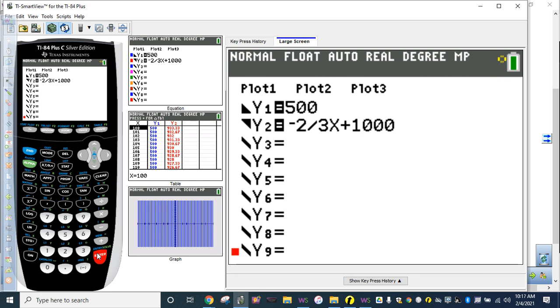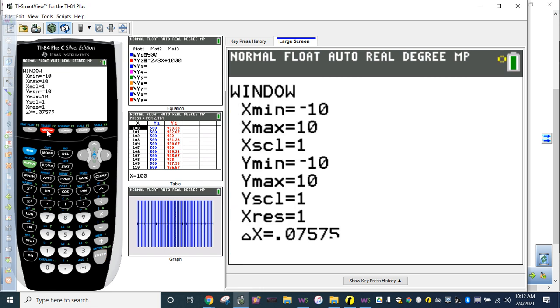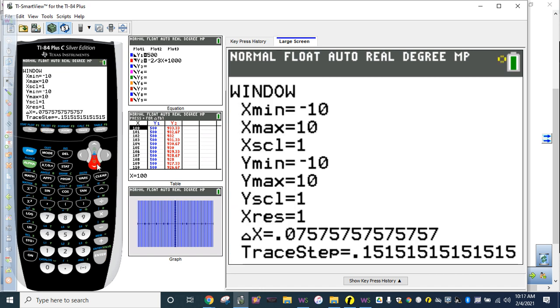So then we have to adjust the window, right? Both of these things at the end here are y-intercepts. So our y-intercept, the bigger one, is 1,000. So I'm going to hit window and make my y max. I'm not going to make it 1,001. I'm going to make it like 1,100, a decent amount bigger than your biggest y-intercept.